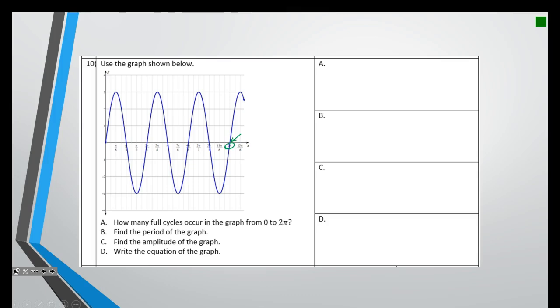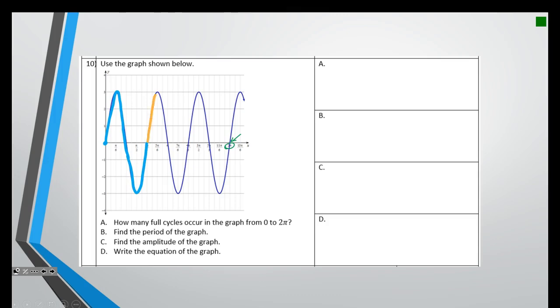Now, because I start at 0, 0, and not up here at 1 or 3 or whatever, I know that this is most likely a sine graph. So I'm going to need to trace a hill and a valley to create one full cycle of the graph. So that in light blue would be considered one full cycle.